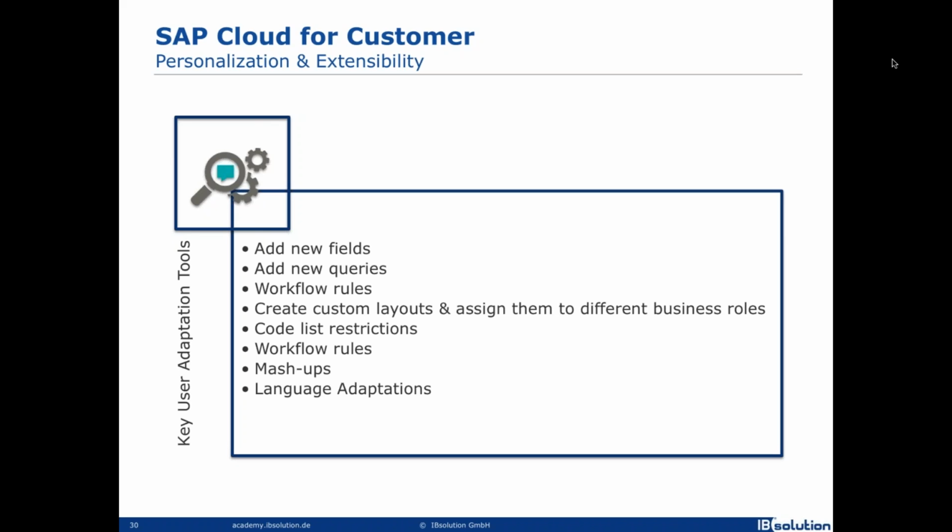If you want to embed something which is from an external system, you can use the mashups functionality. It is also very powerful. And there is also a language adaptation tool which allows you to easily change, for example, the terminology in Cloud for Customer. Imagine that you don't use the term accounts, you use the term patients, and you want to change it across the whole system. It's very easy to do. You can use this tool also for translations.